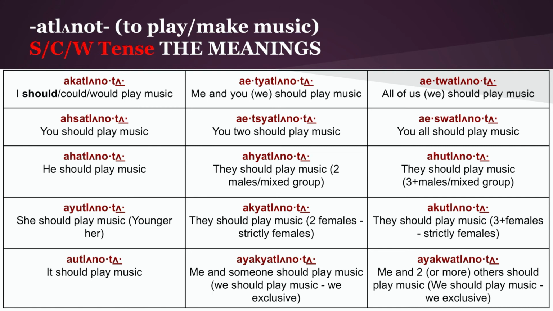For the rest of them, though, I just use "should," but just know that it can also mean "could" or "would" as well. Okay? So a good linode means I should, could, or would play music. A sub linode, you should play music, or you could play music, or you would play music. A hud linode, he should play music, or he should make music.